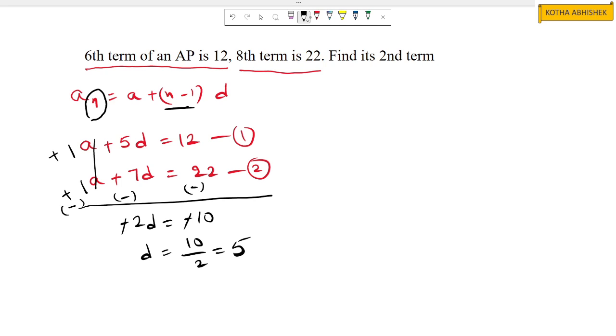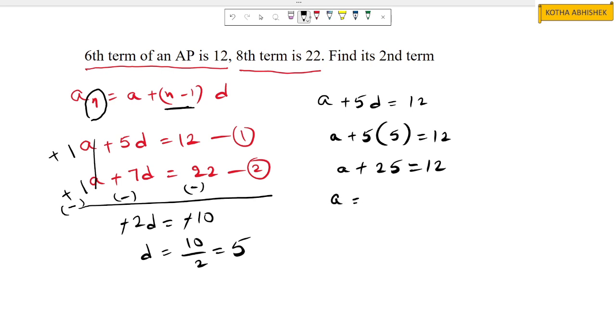So d value we got, right? Now substituting the d value in any one of the equations. So I'm going with the first equation. A plus 5d equals 12. A we don't know, plus 5 into d value we got as 5 equals 12. That is a plus 5 5s are 25, which equals 12. 25 if we take to another side, then a equals 12 plus 25 will become minus 25.